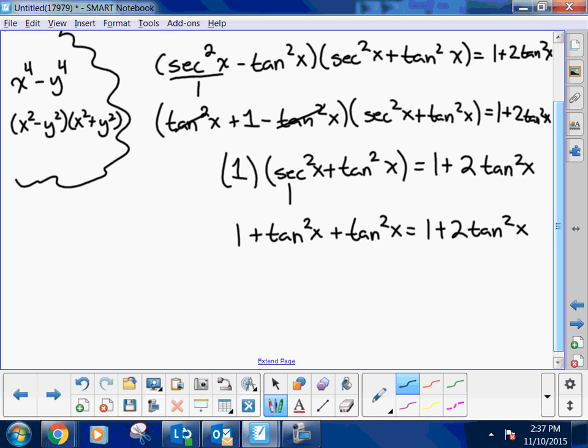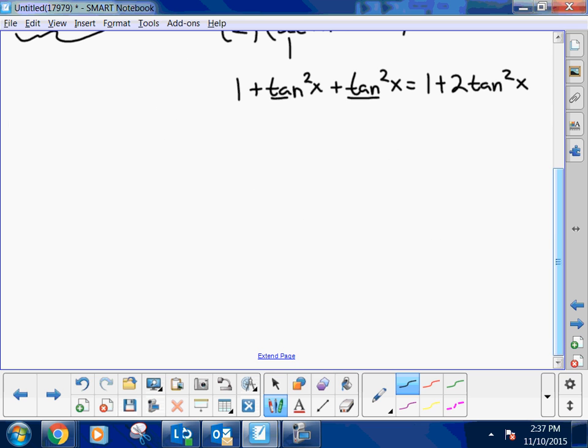So the lovely thing about this is that now I could combine these 2 terms and end up with my solution at the very end. My left side, so you put the little in conclusion, 1 plus 2 tan of x is equal to 1 plus 2 tangent squared x. And that's it. Yes?